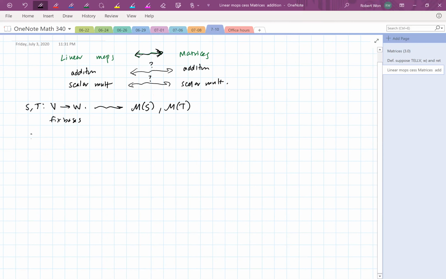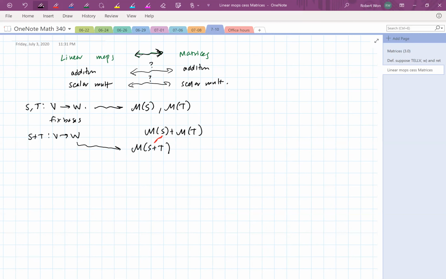Well, here you can add the linear maps. You get a new linear map. Here you can add the matrices. You get a new matrix. Another thing you can do is you take this linear map and then you map it over here. You get M of S plus T. And you could ask, how are these two things related? Right? Adding the linear maps and taking the matrix, or taking each matrix and then adding the matrices together.